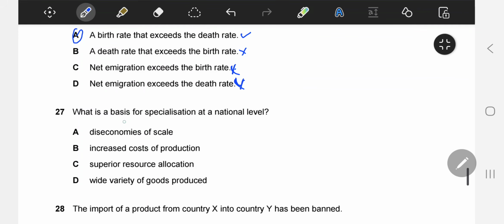What is a basis for specialization at a national level? A basis for specialization at a national level. This economies of scale? No. This one, no. If you specialize, you don't get a wide variety of goods, so you probably get superior resource allocation. I'm going to go with C for 27.